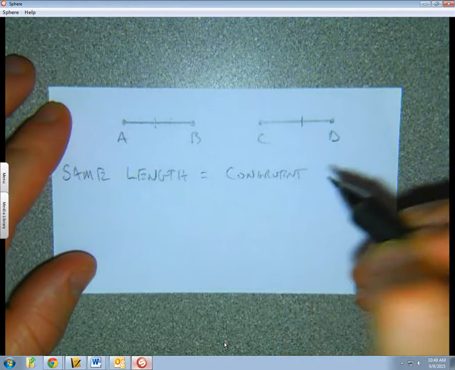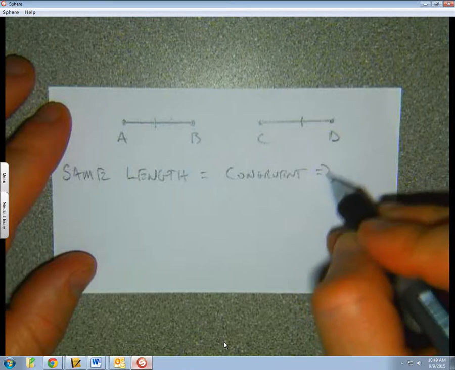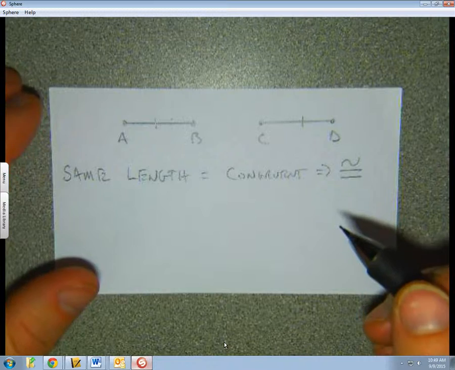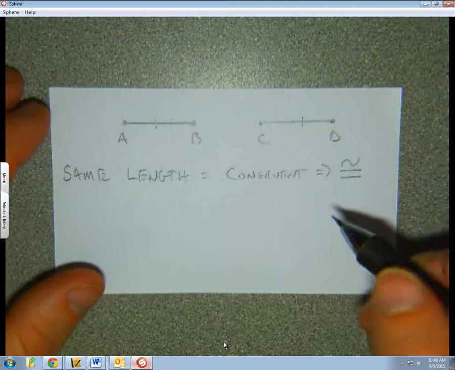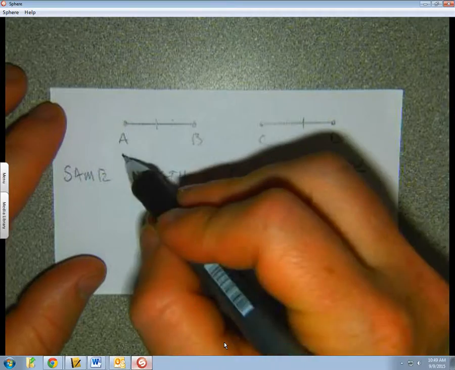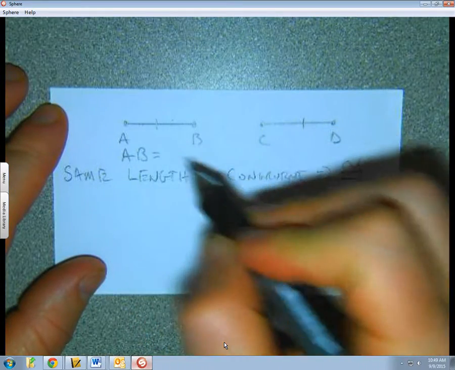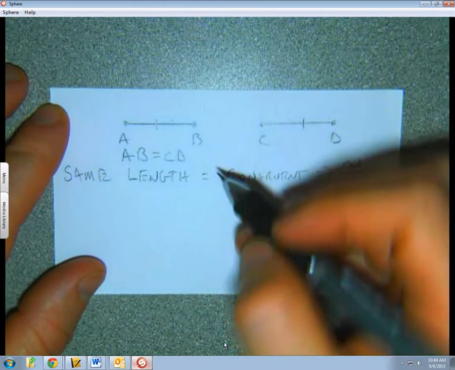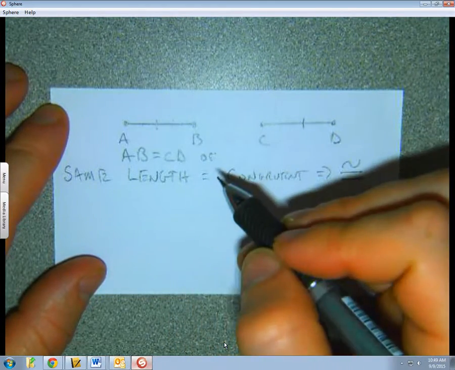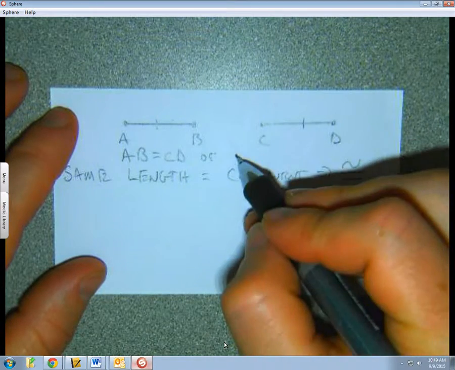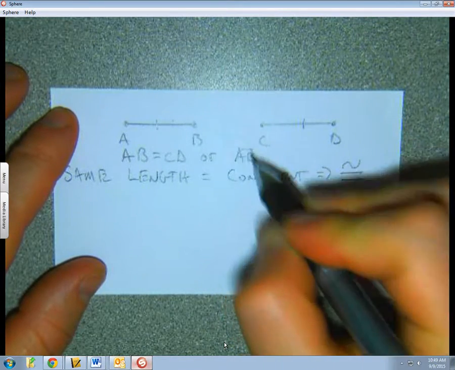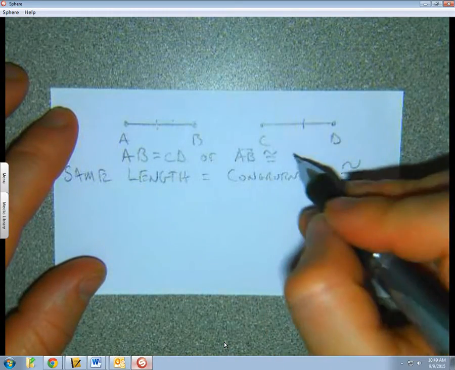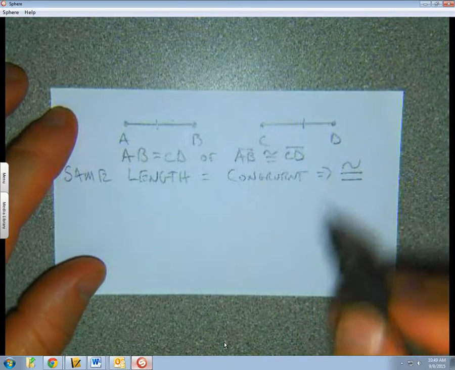And we have a little symbol for congruent, which is a squiggly line over two equal signs. Okay. So here we could say that AB is equal to CD, or segment AB, because that would be the length. Segment AB is congruent to segment CD. Okay.